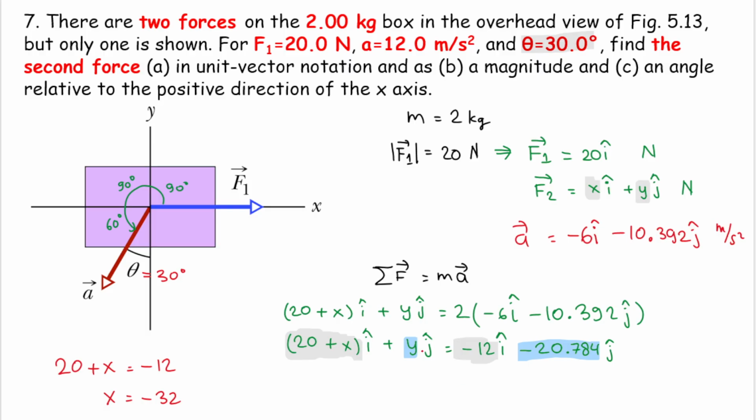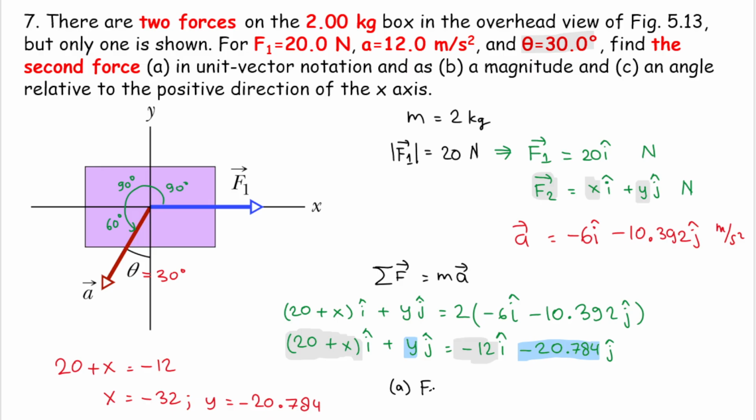But then we can also get y here directly. So we'll have y is equal to minus 20.784. But x and y is the coefficient of F2 here, right? So we can get the value of F2, and that is the answer for question A. Okay, let's answer question A.